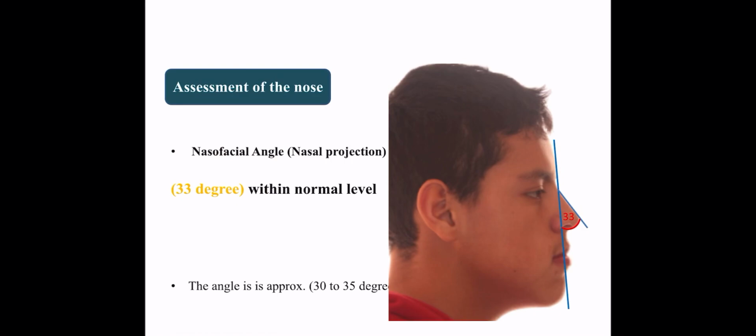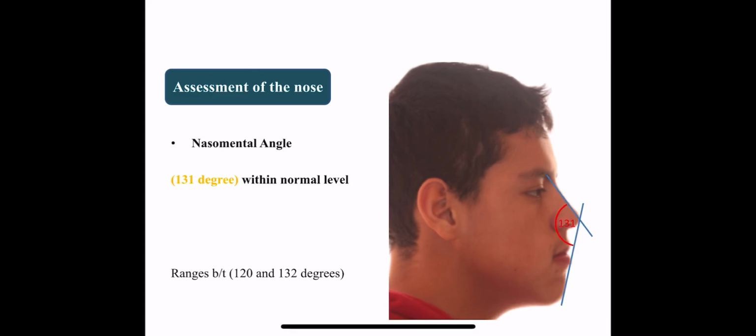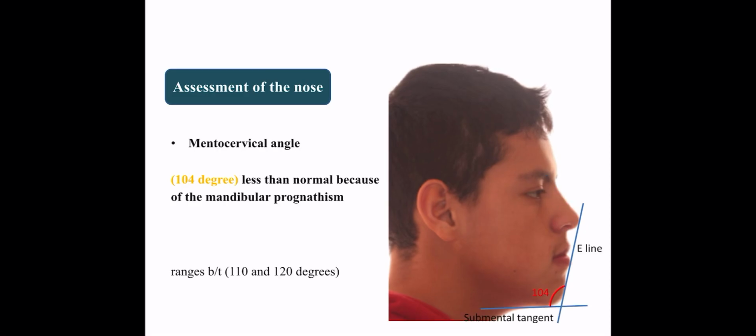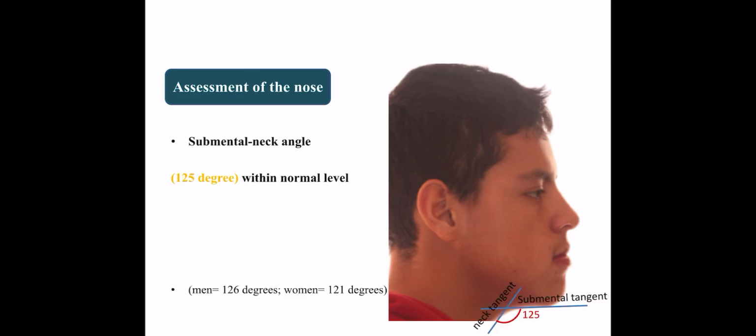Assessment of the nose. Nasofacial angle 33 degrees, within normal level. Nasomental angle 131 degrees, within normal level as well. Mentocervical angle 104 degrees, less than normal because of the mandibular prognathism. Submental neck angle 125 degrees, within normal level.